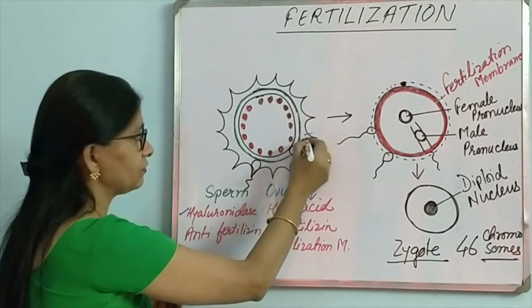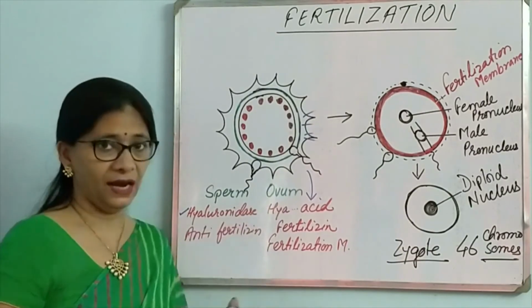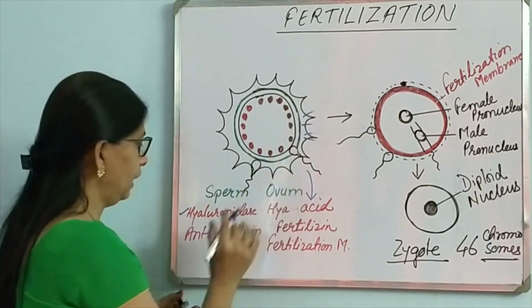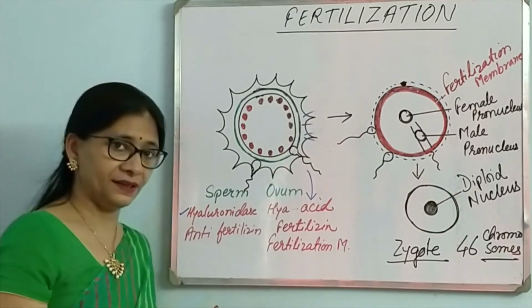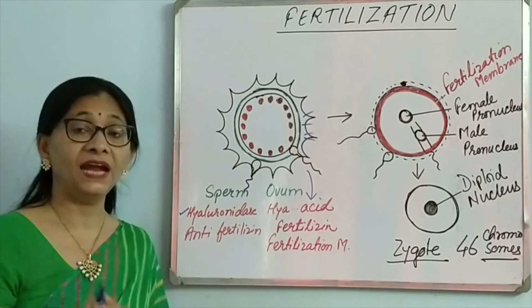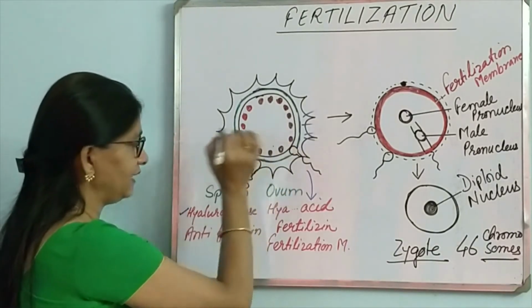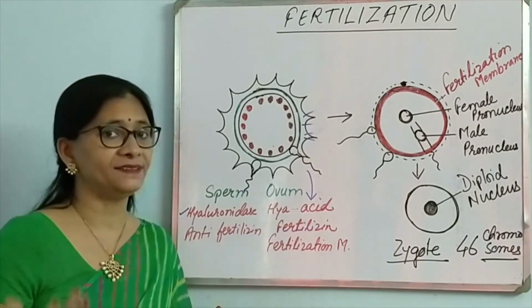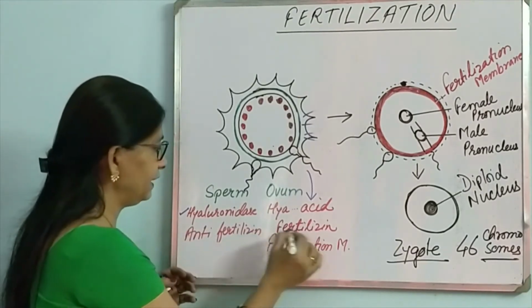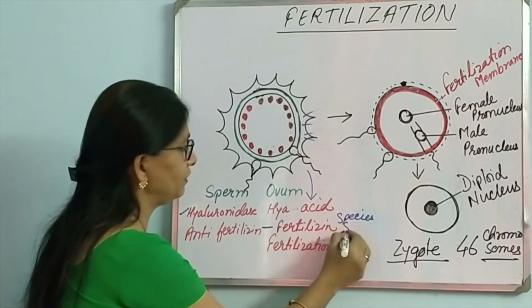So this layer will go away because it will be dissolved by hyaluronidase. So first layer gone. Now then comes yet another enzyme in sperm which is antifertilizin. And the cytoplasm of the egg cell has got fertilizin. Now, antifertilizin and fertilizin, they will unite and this is species specific.